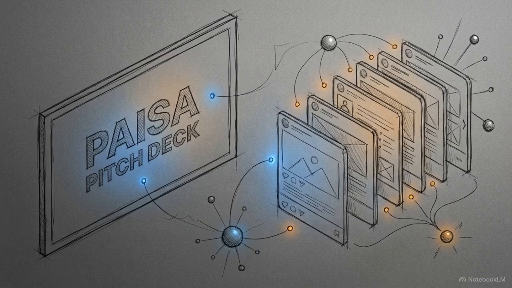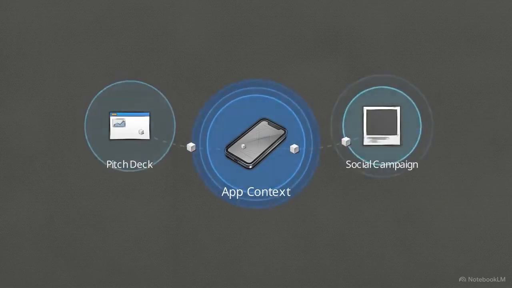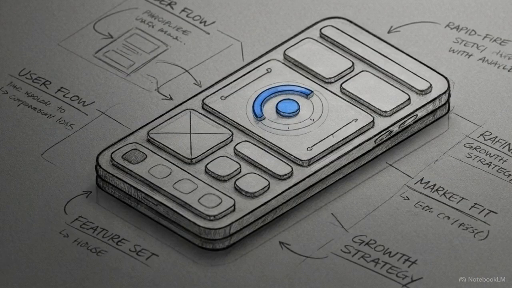While the main application finishes its code generation, we can initiate secondary tasks. I instructed the AI to build a 10-slide investor pitch deck and a series of social media posts. The AI intelligently pulls context directly from your active project. It organically embeds actual screenshots of your newly built app interface directly into these marketing materials.